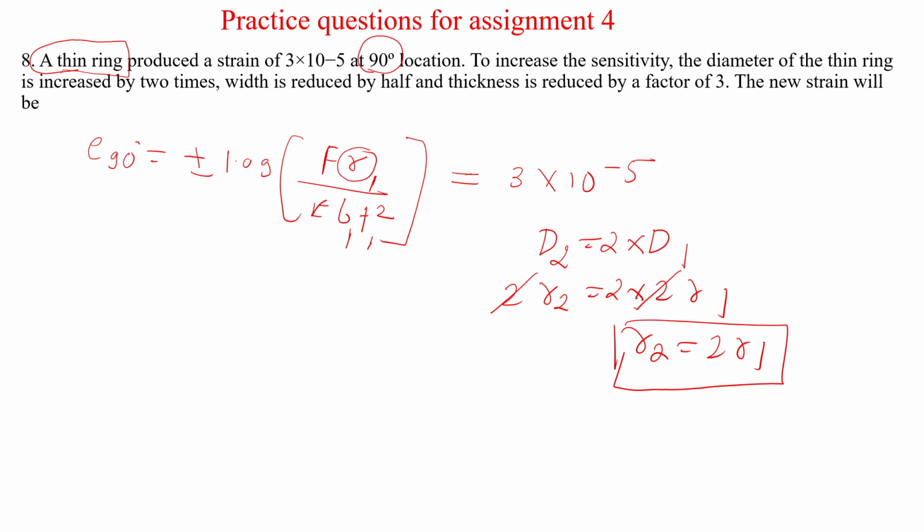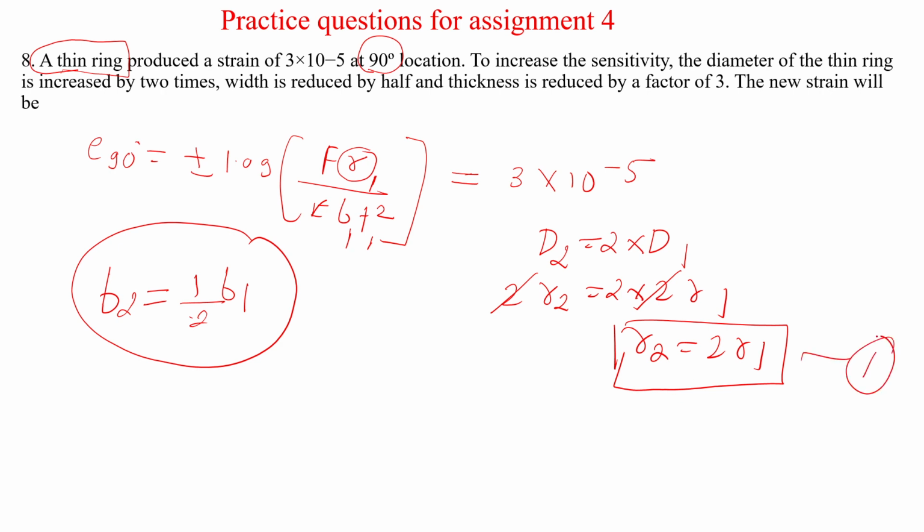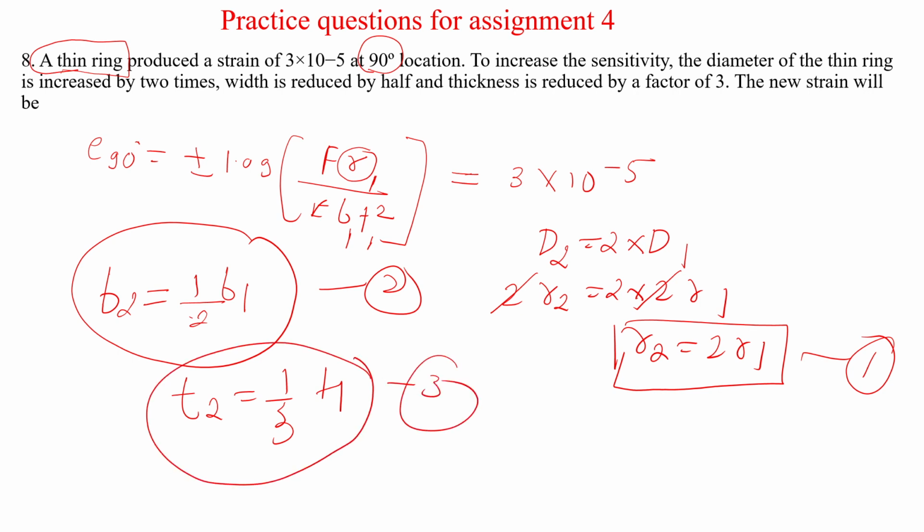First step. Second, the width is reduced by half. This width is B, so B2 is half of B1. This is 1, this is 2, and thickness is reduced by a factor of 3, meaning T2 is 1/3 of T1. Right? So now you put these values here.